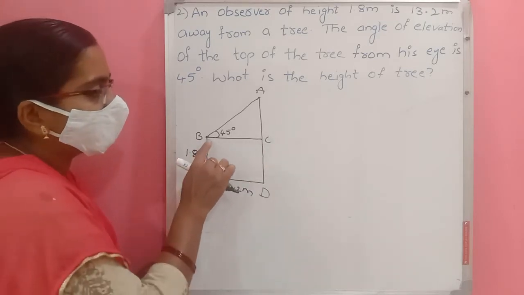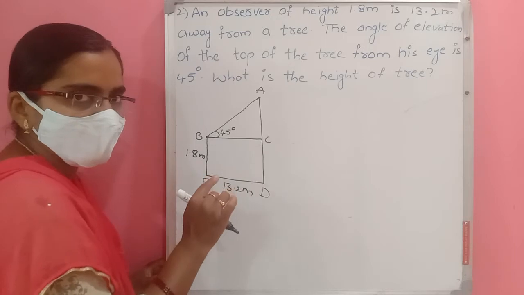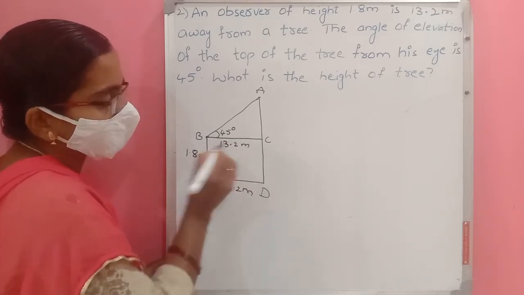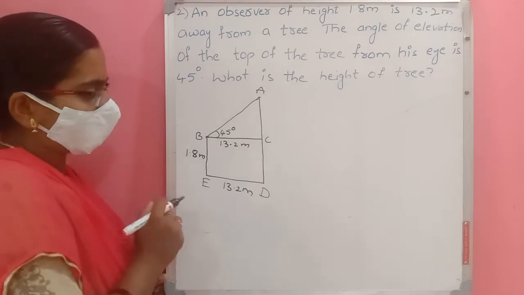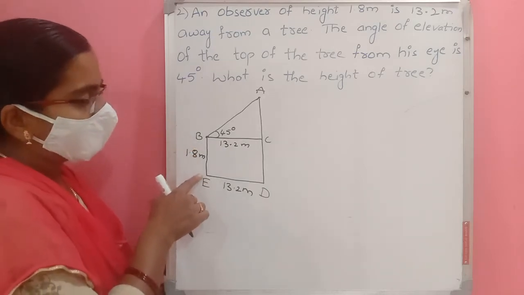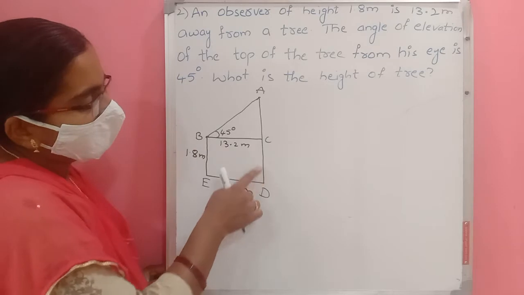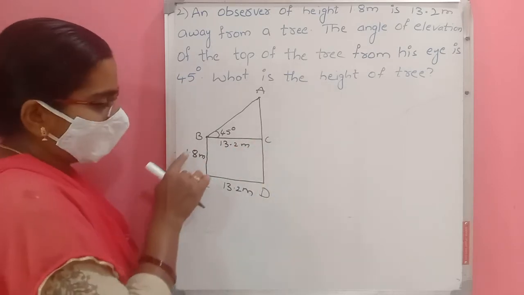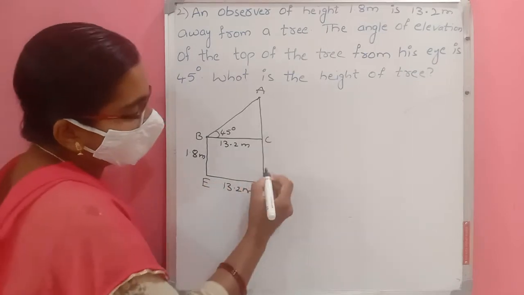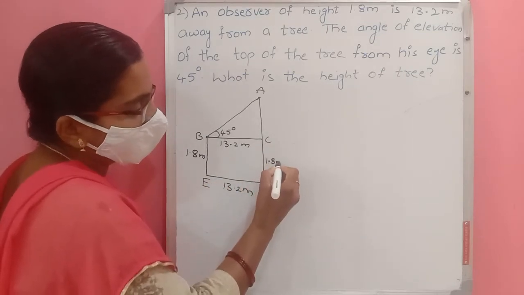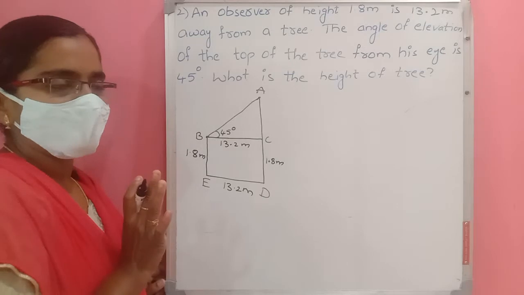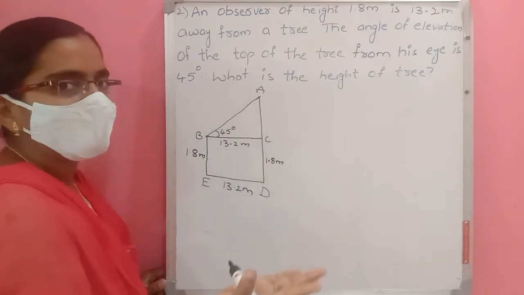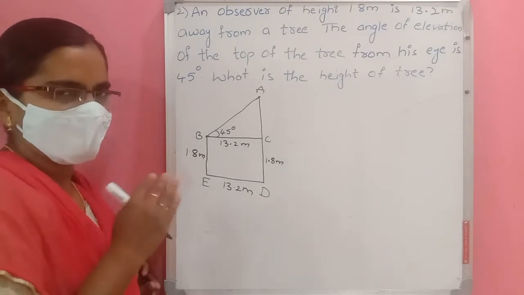Why? Because we have drawn this line which is parallel to the ground. This is also equal to 13.2 meters. You can observe here BE is a person, and one part of the tree is DC. When the person is 1.8 meters, DC is also 1.8 meters. Now we have to find out AC. Then by adding AC and CD we will get the height of the tree.